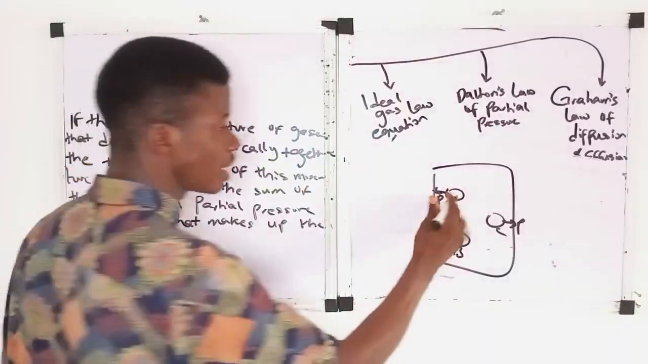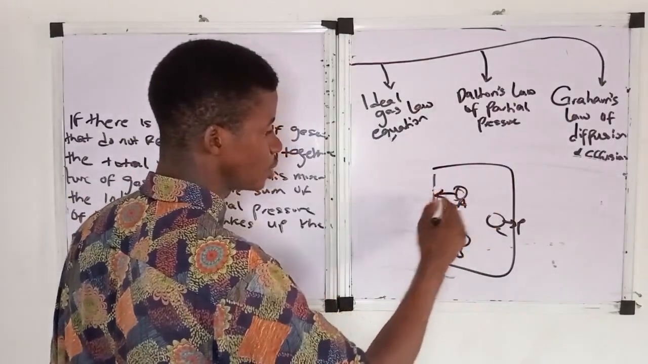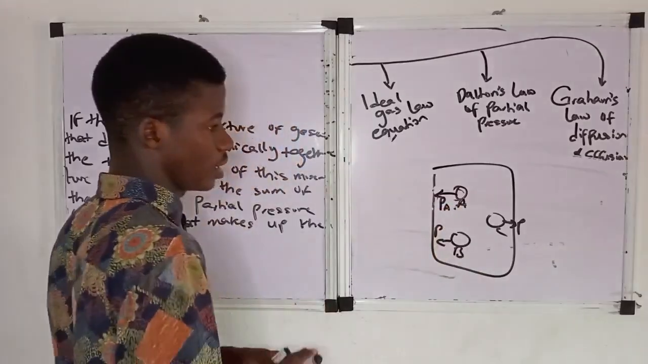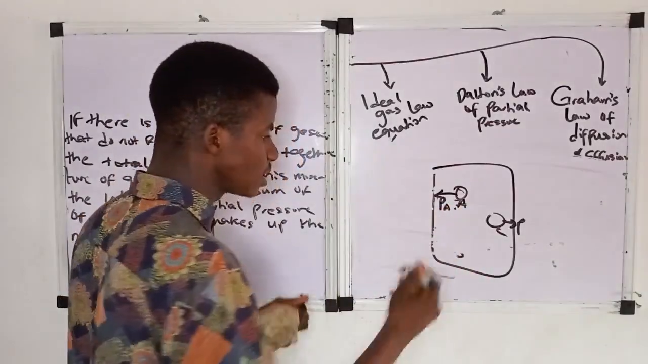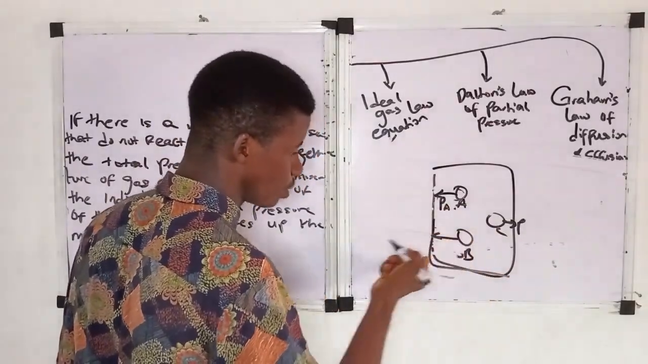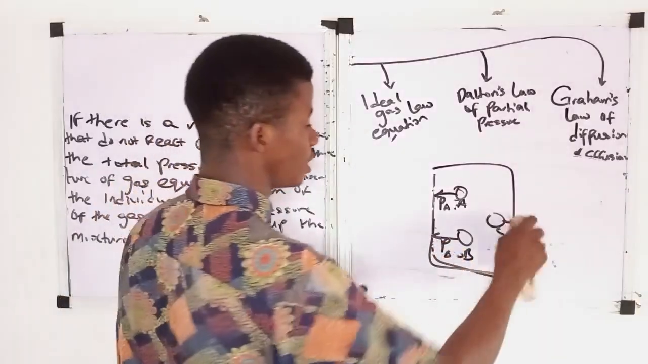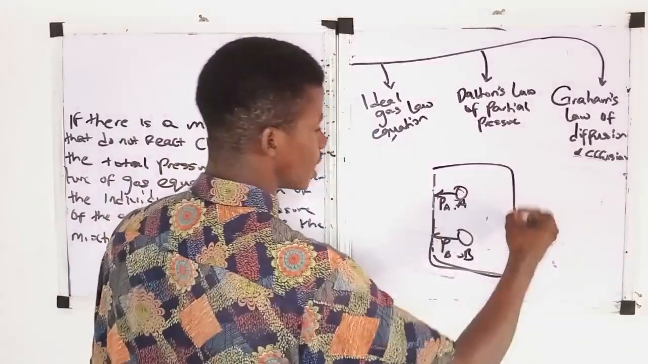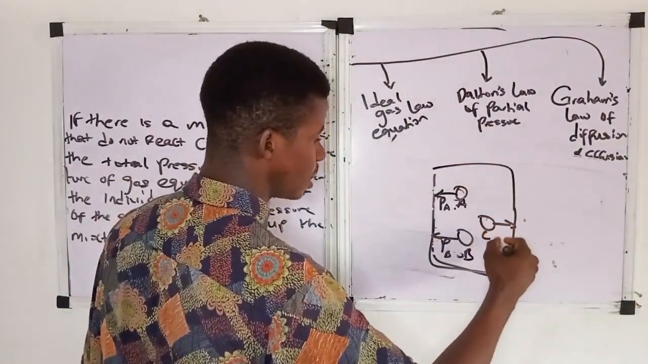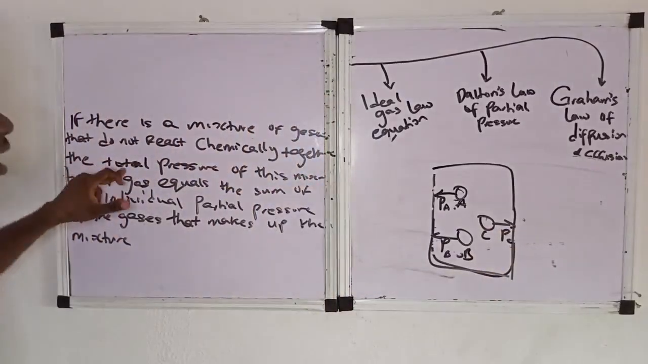So gas A, for example, is exerting pressure on the wall of the container; let's call this pressure PA. Then gas B is also exerting pressure on the wall of the container; let's call this pressure PB. Then gas C exerts pressure on the walls of the container; let's call this pressure PC.